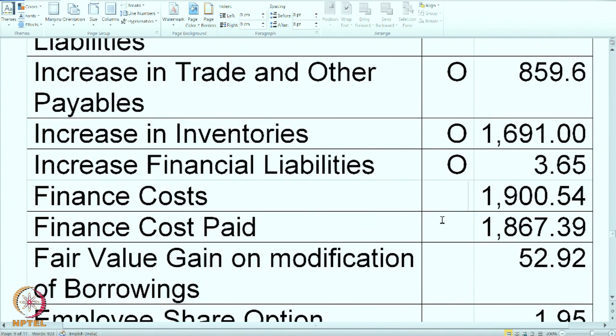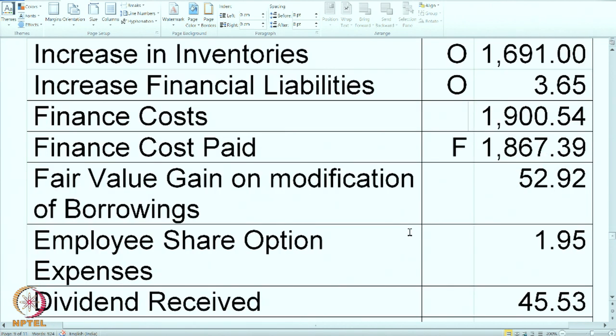Finance cost, it is of course an F item, but this is again tricky. You can see finance cost paid. So, we will consider basically the finance cost paid, not just the finance cost. Now, fair value gain on modification of borrowings.